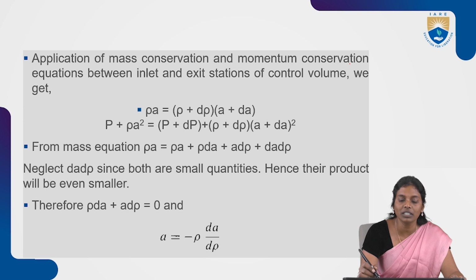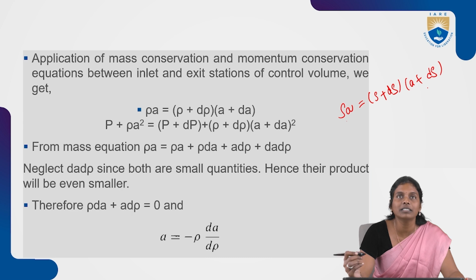In this one, we will see the application of mass conservation and momentum conservation, taken at the inlet and exit of the control volume. What is the continuity equation we know? rho A equals constant. So rho A is the inlet, and at the outlet we write rho plus d rho, and A plus dA. This is the inlet, this is the outlet.